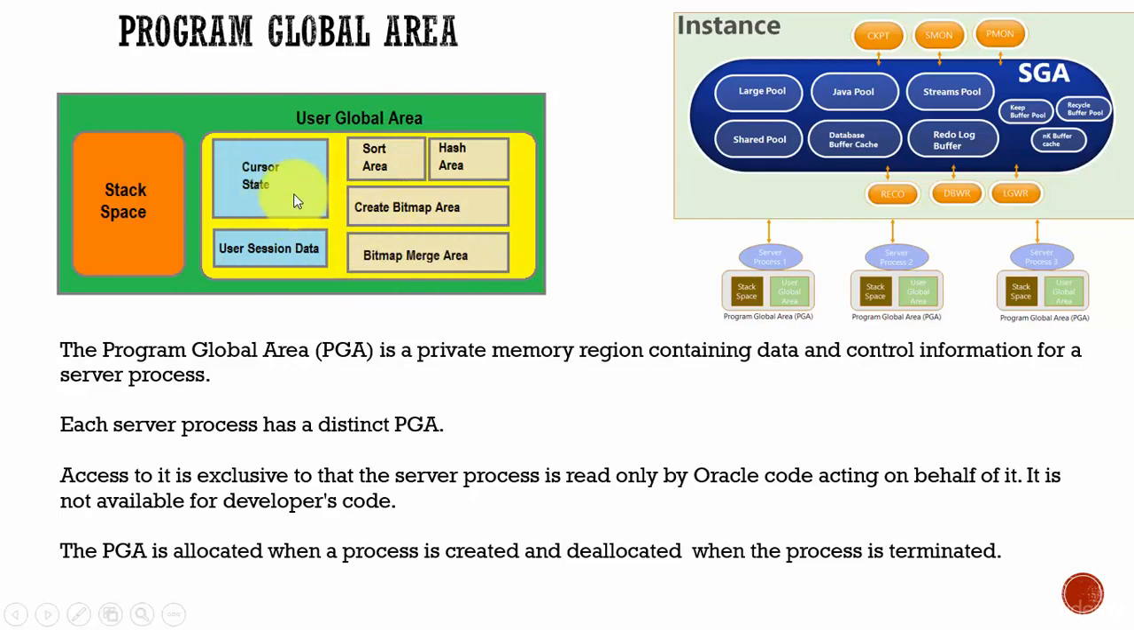Cursor state is used whenever Oracle has to deal with cursors, and the user session data is used to store the control information about a session. The sort area is used for sort operations whenever a user runs a SQL statement with an order by or a group by. Whenever the Oracle database has to perform hash joins, it uses this hash area. And whenever the Oracle database is creating bitmap indexes, that is when it will use the create bitmap area. And the bitmap merge area is used to resolve the bitmap index plan execution.